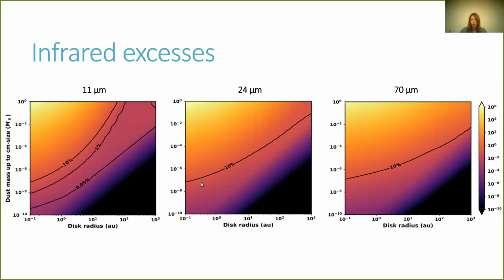So I've shown 10% for photometry, so something like Spitzer and Herschel. And then at 11 micron, I've shown 10% for WISE. And I've also shown 1% and 0.05%. And these are limits from something like nulling interferometry. So for example, Keck and LBTI.